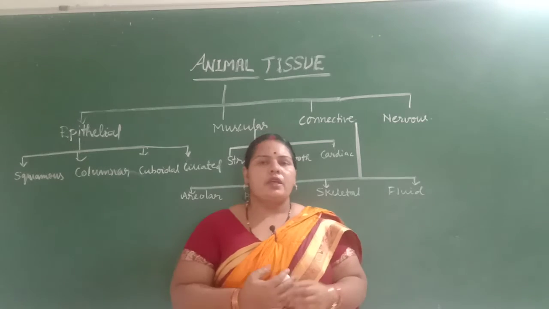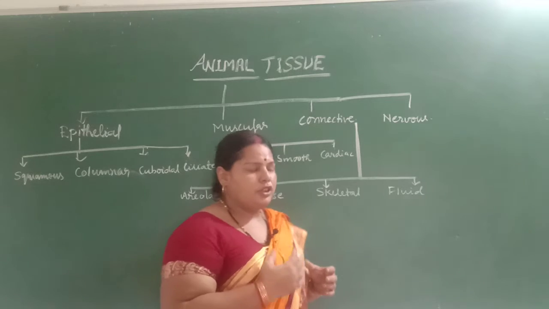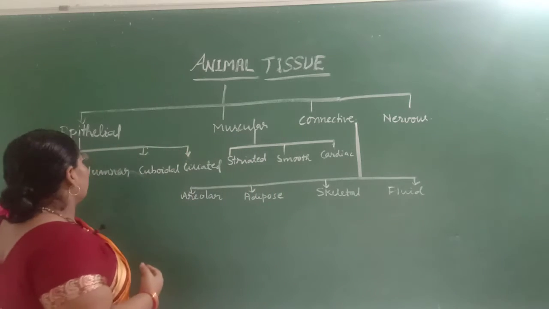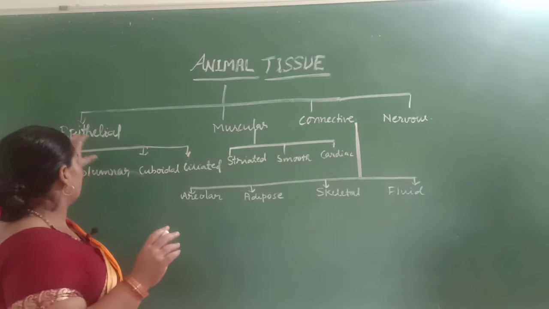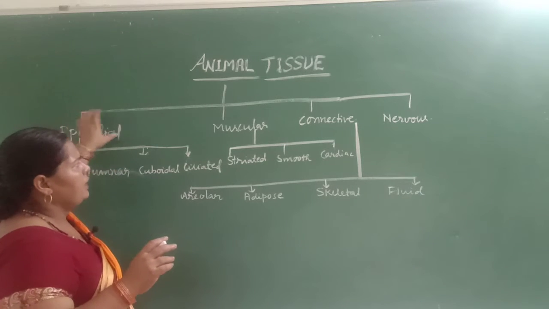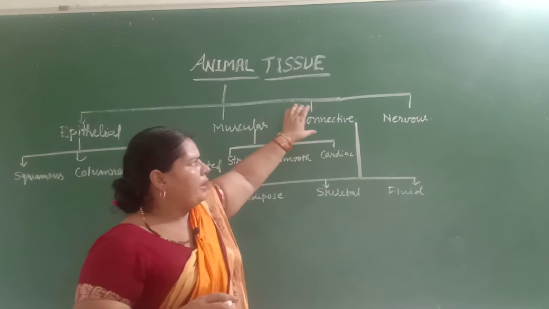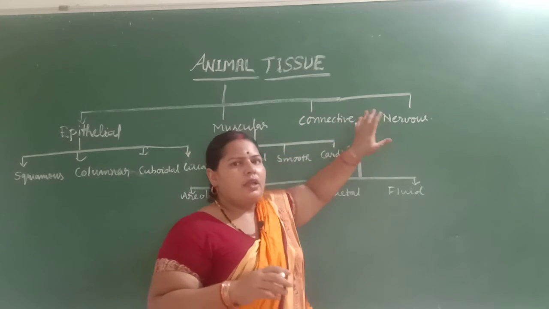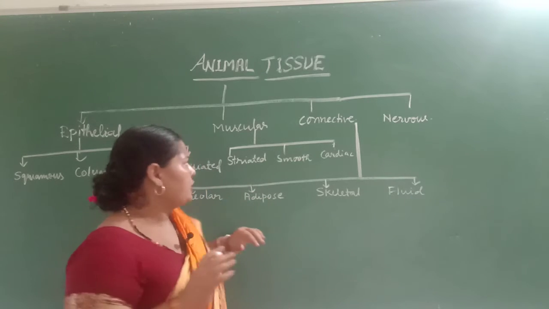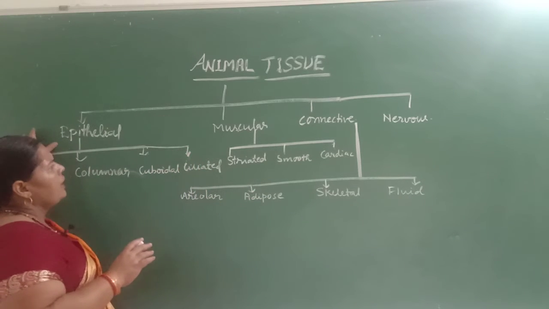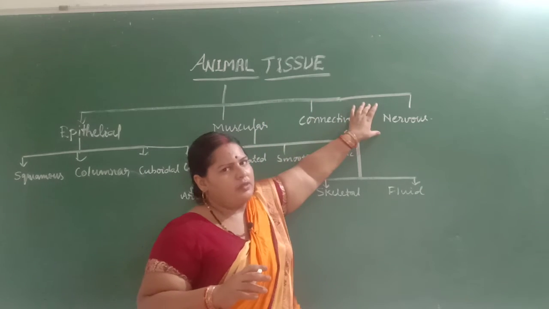So students, again, what are the different types of animal tissue? They are divided into 4 groups. How many types of animal tissue? 4 types. First is epithelial, second is muscular, third is connective, and fourth is nervous.